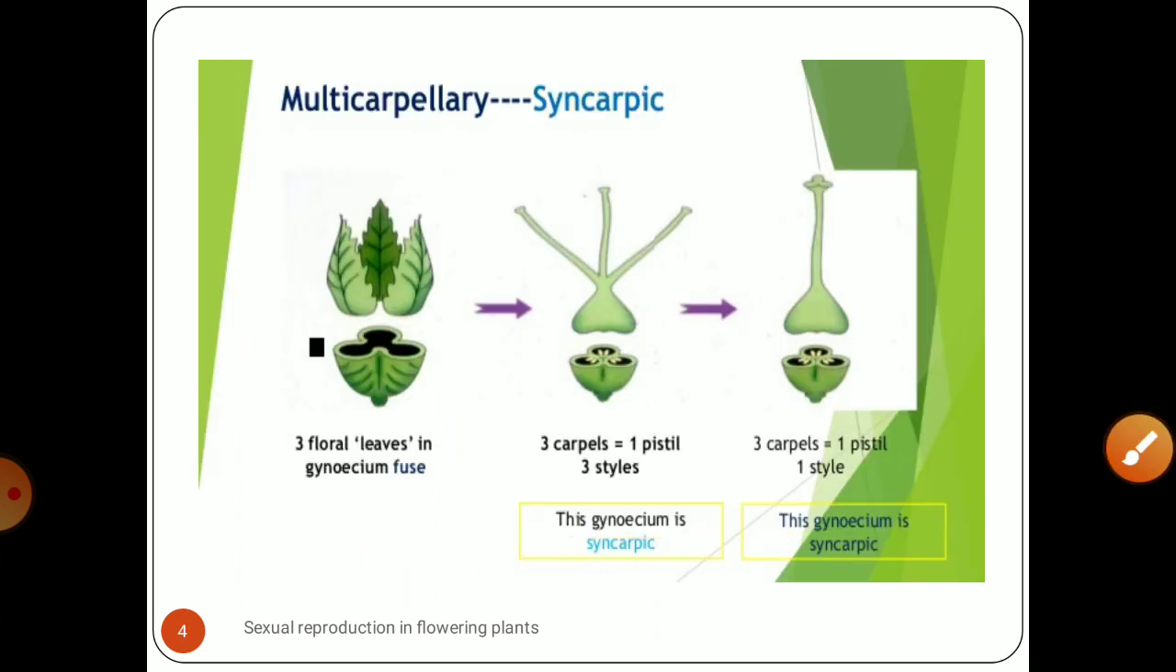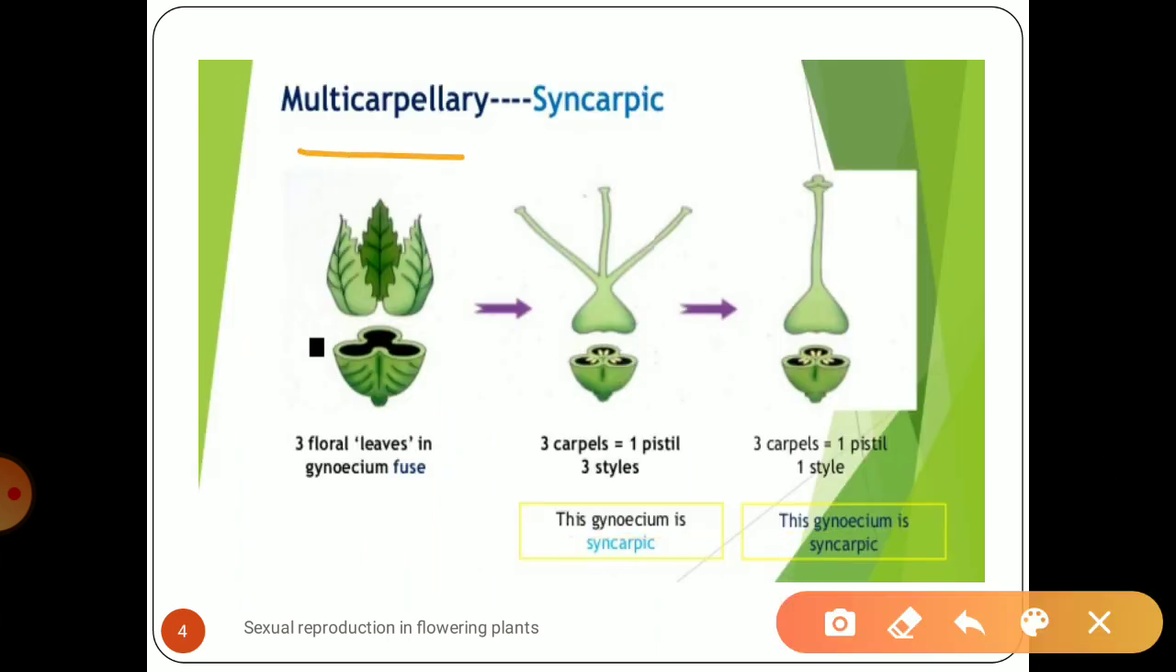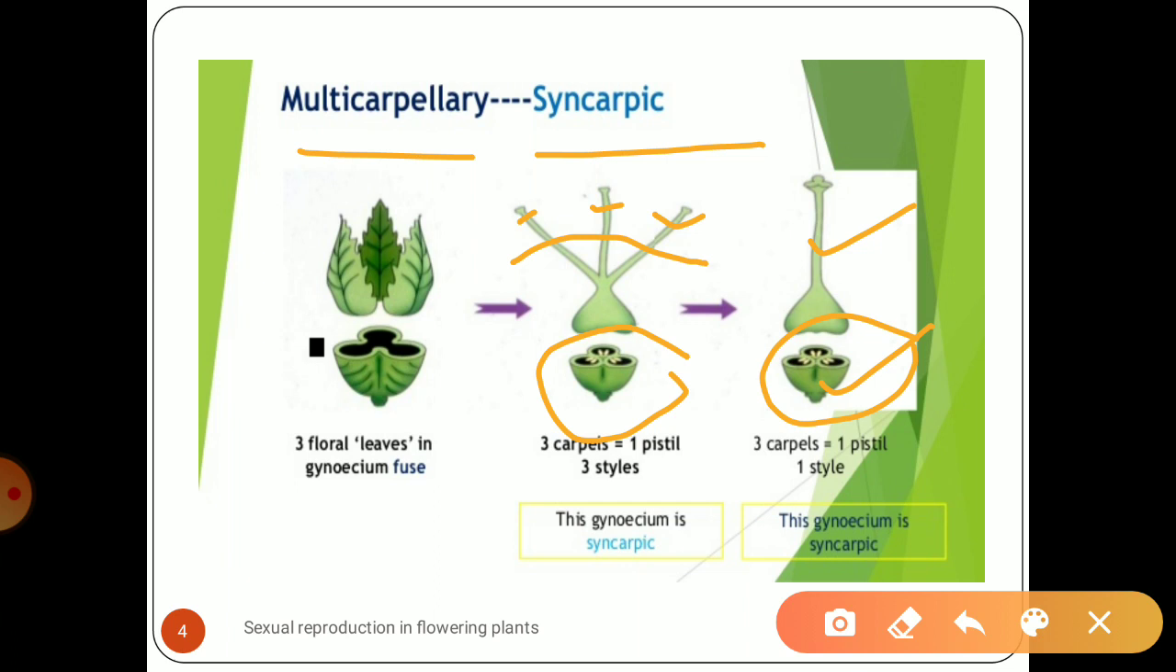Now moving on, here you can see a multicarpellary syncarpous condition, where pistils sometimes appear more than one like this, but the ovaries are fused. This is also a gynoecium having syncarpous condition. Sometimes these pistils fuse together into one, as shown in this diagram, and they have fused compartments also. So this is the fused ovary, again a multicarpellary syncarpous condition.